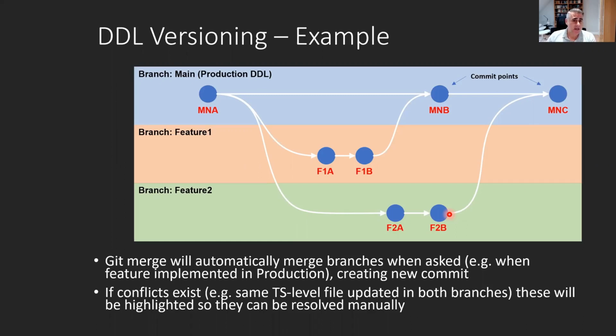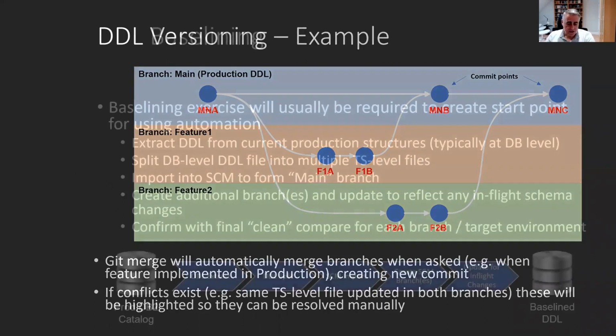So there's no magic here. It still requires some manual intervention sometimes if you happen to hit exactly the same object. But most of the time, even with concurrent feature teams, you tend to be hitting slightly different objects. And most of the time, you'll find that unless you've got an exceptionally active set of developments, the merge process can be pretty much done without a significant amount of human level intervention. Okay, so that's DDL versioning.